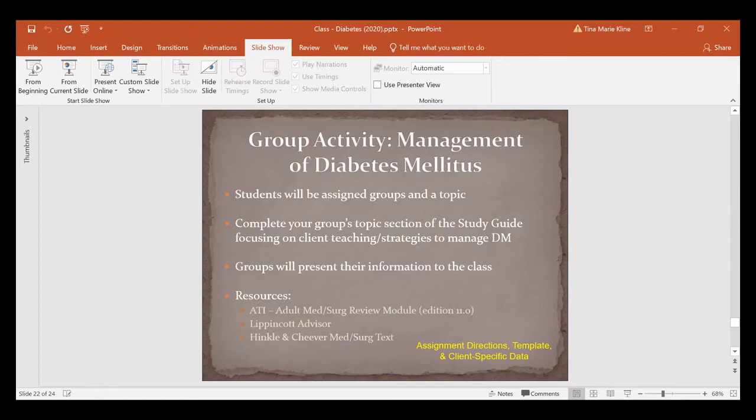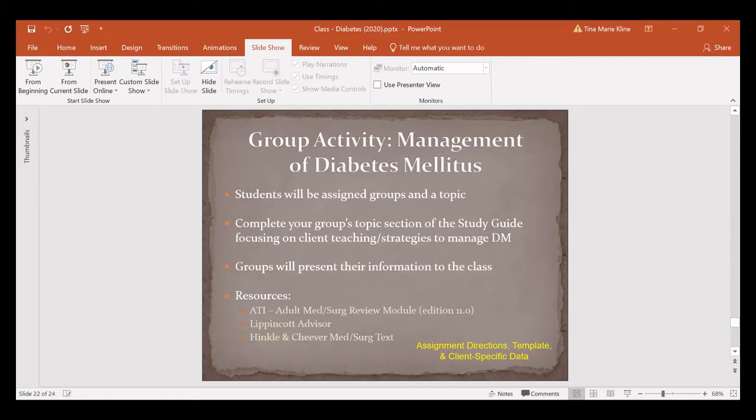So when we think about this, for client teaching, diabetic foot care is a very critical topic that we need to be covering with these patients. They should be washing and drying their feet daily. They don't really want to vigorously rub. They want to pat dry. They want to make sure that it is dry in between their toes. I think I mentioned this before.